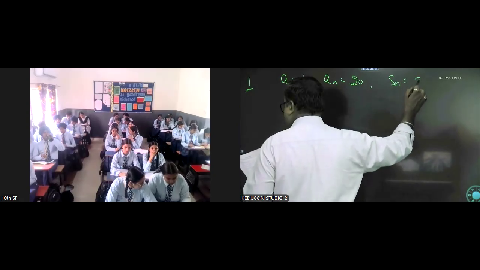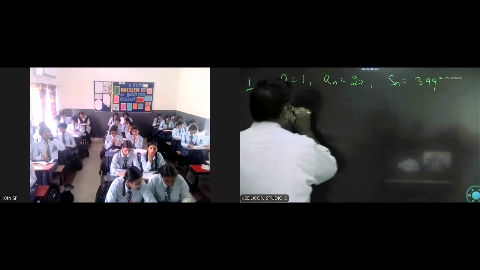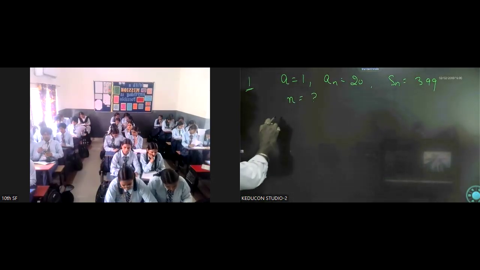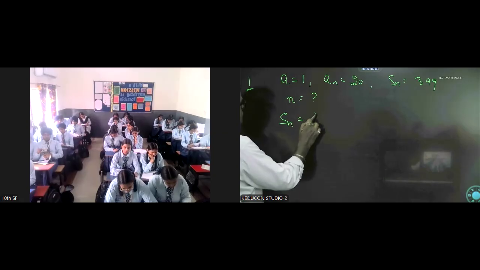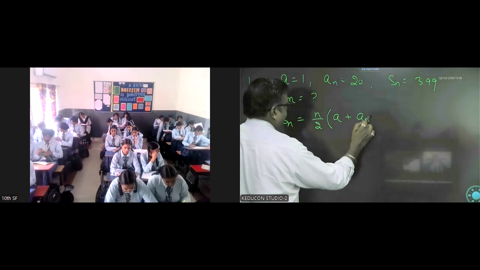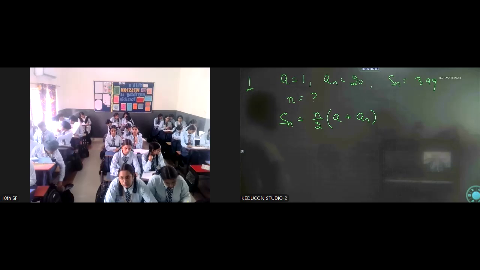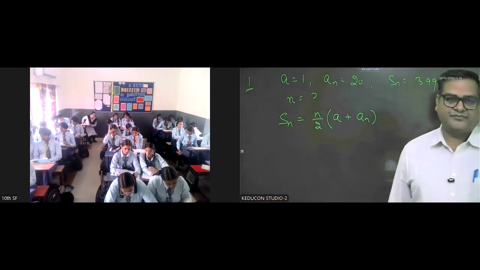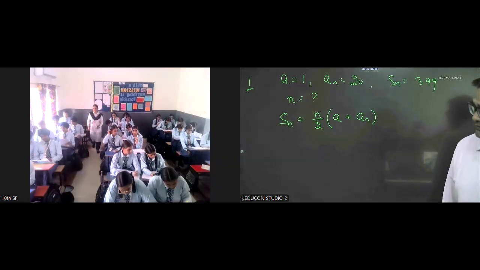Sn is 399. You have to find n. Just apply that formula. Sn is equal to n by 2 into (a plus an). Right? Put the values of Sn, a and an and find the value of n. Please do it, students.